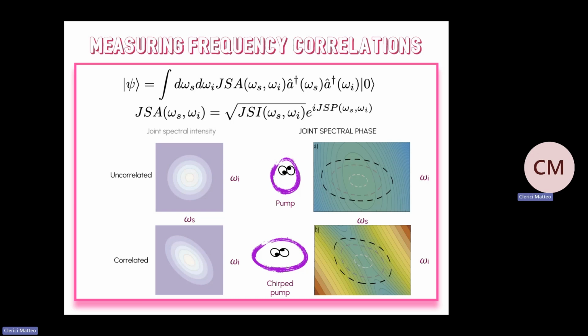Now, the point is, how do we measure the joint spectral phase? Because the amplitude, the intensity, is quite easy. The phase is where the problems are. And this is also true in the classical domain. You don't have to go up to the quantum domain to face this challenge.